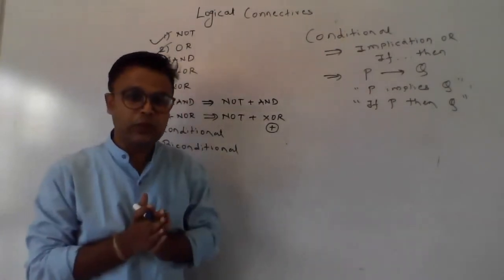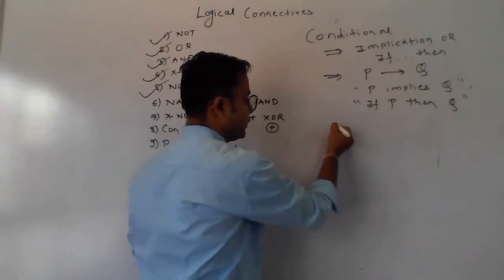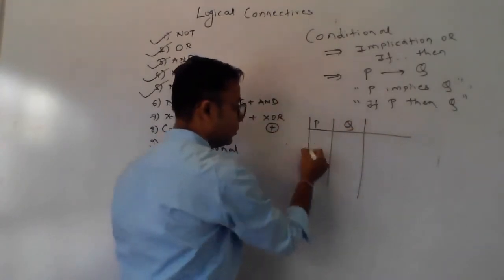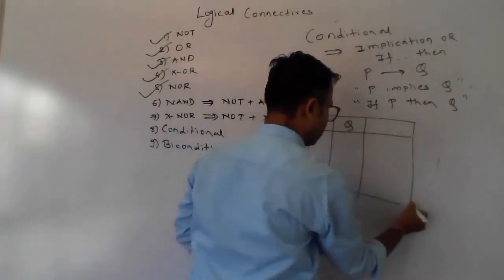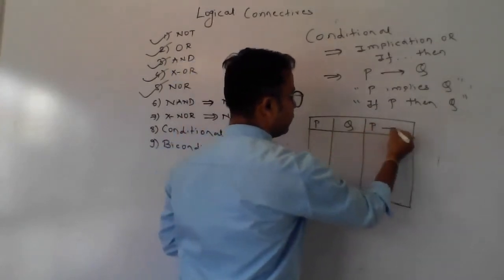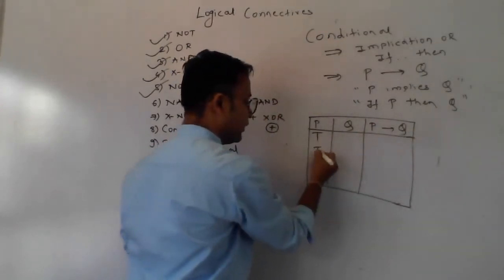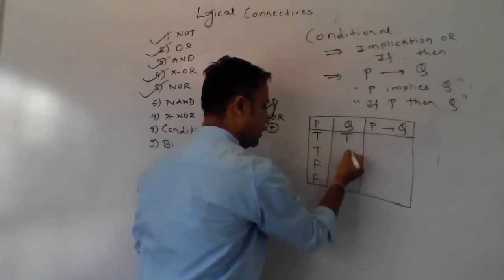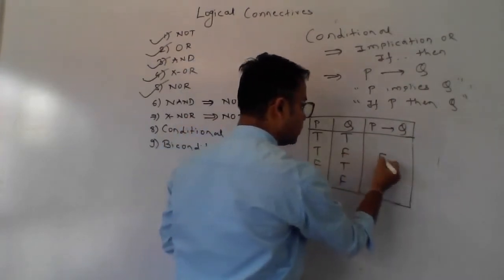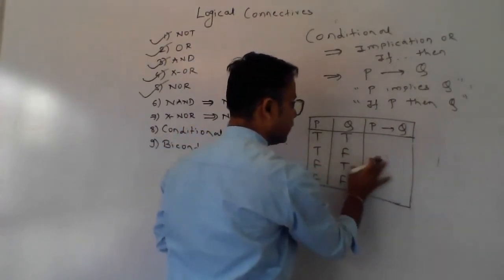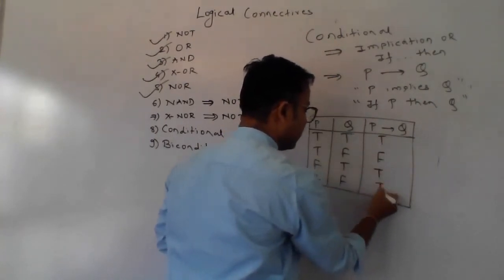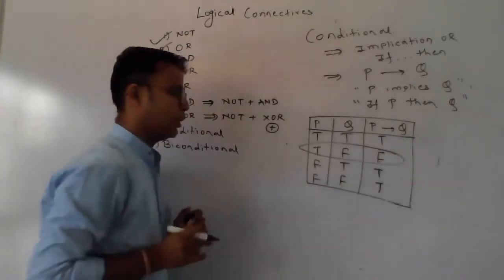And next is its truth table. So let us draw the truth table of conditional. There are two statements P and Q. Then the truth table of P implies Q will be like this: P is T T F F, Q is T F T F, and P implies Q is false only in this case. Otherwise, in all other cases, it is true. This is the only case for false.